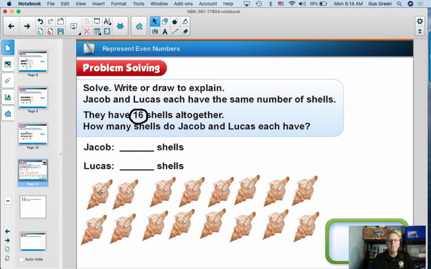So Jacob is the top row. 1, 2, 3, 4, 5, 6, 7, 8. Let's go ahead and write that in. And Lucas is the bottom. 1, 2, 3, 4, 5, 6, 7, 8. And there I have it. How many shells do Jacob and Lucas each have? They each have 8. Okay, that's the end for the mini lesson.